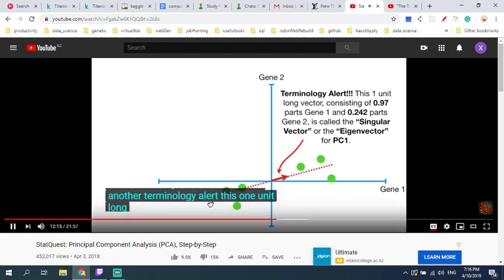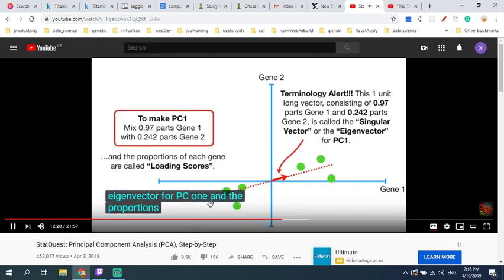This 1 unit long vector, consisting of 0.97 parts gene 1 and 0.242 parts gene 2, is called the singular vector, or the eigenvector for PC1. And the proportions of each gene are called loading scores.